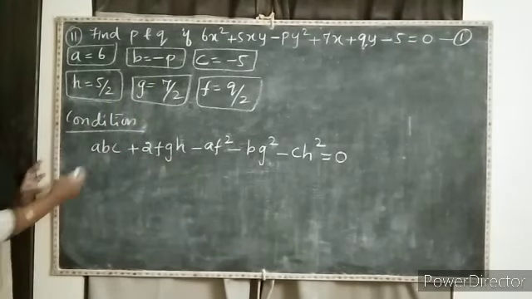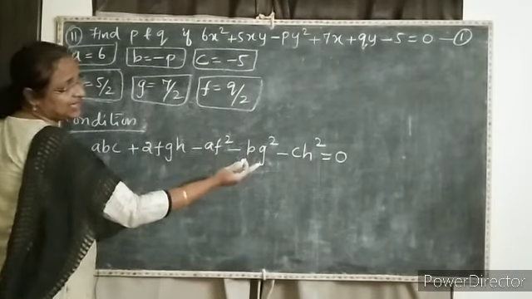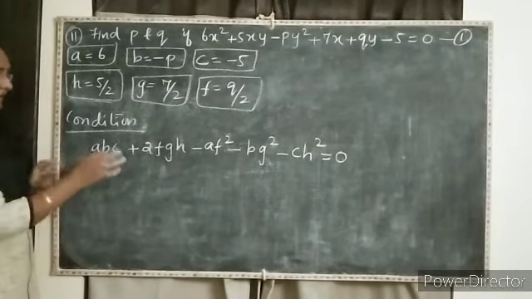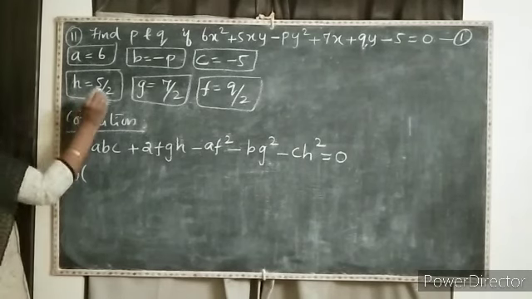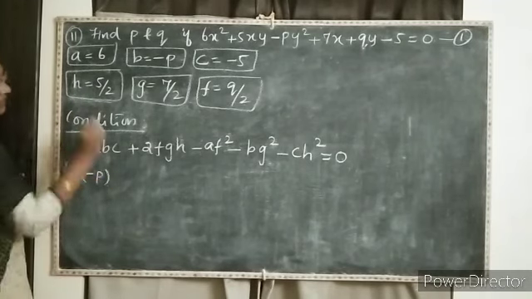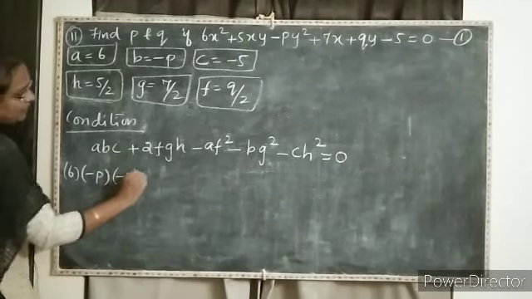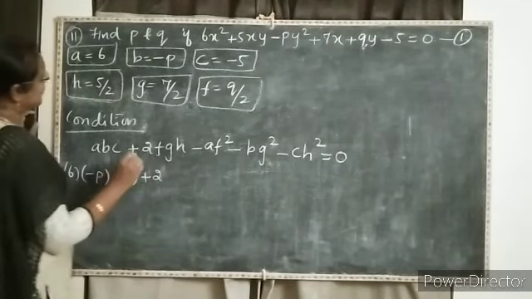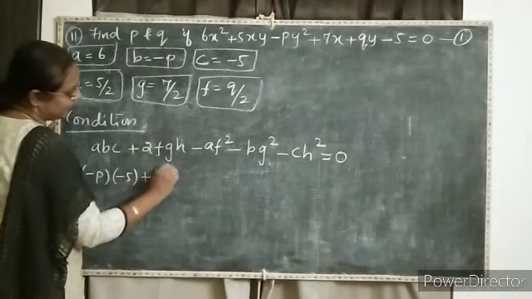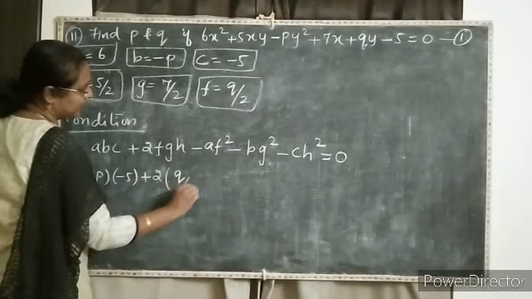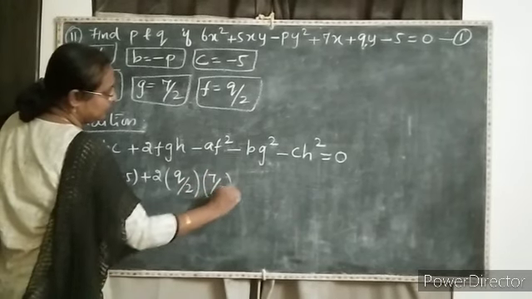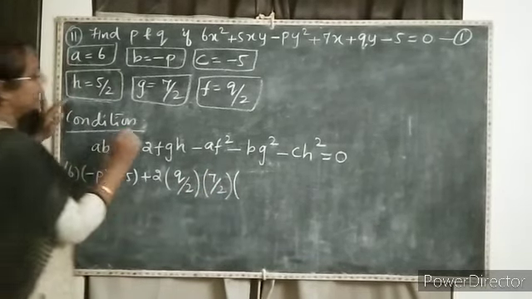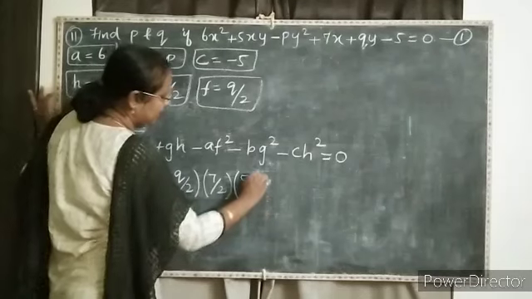Now I am going to substitute the values I have found, equate it to 0, and find the value of q. Substitute 6 into, what is the b value now? Minus p. And what is c? Minus 5. Plus, be very careful in substituting: 2 into the f value, q divided by 2, into the g value, 7 divided by 2, into the h value, 5 divided by 2.